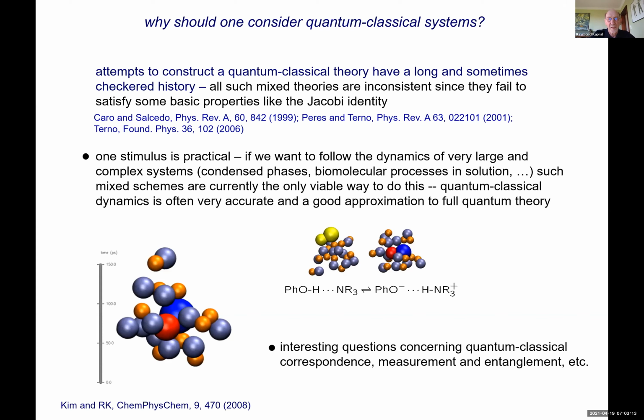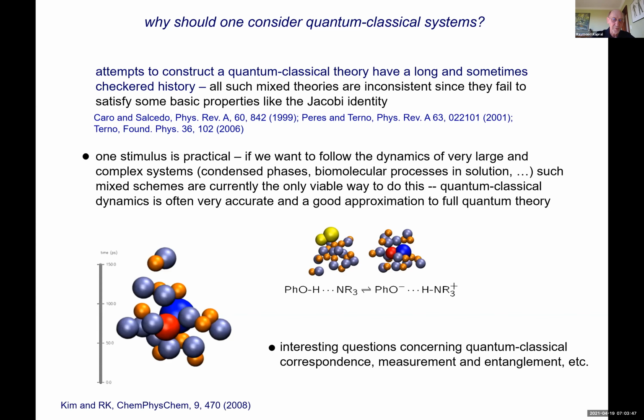And one stimulus, as I've indicated here, is practical. If you really want to consider very large systems where some degrees of freedom are especially quantum in character, then currently such mixed theories are the only way to approach these problems. And I'm thinking of systems with many thousands of degrees of freedom where certain degrees of freedom are especially quantum mechanical, particularly light mass particles.